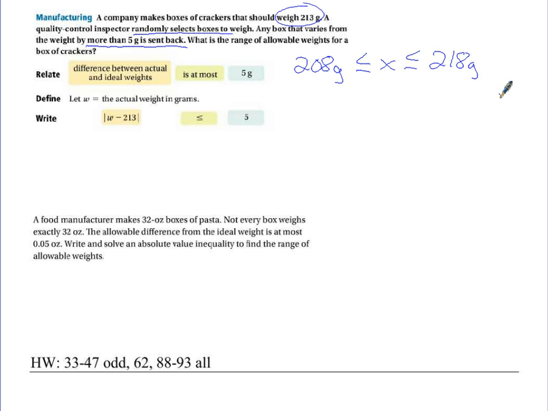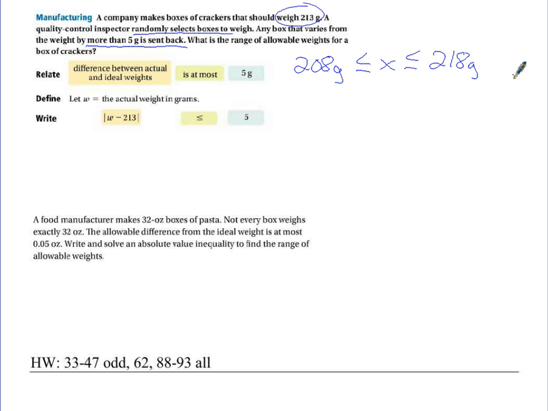218 grams. So if I reach out and grab a box off the conveyor belt and I weigh it, and it's between 208 and 218 grams, it's good. I put it right back on there. But if I weigh it and it's less than 208, so like 207 or lower, or it's more than 218, so like 219 or higher, then that box is no good, and I put it on the cart over here, and then we're going to take that cart and send all those crackers back and try it over again.